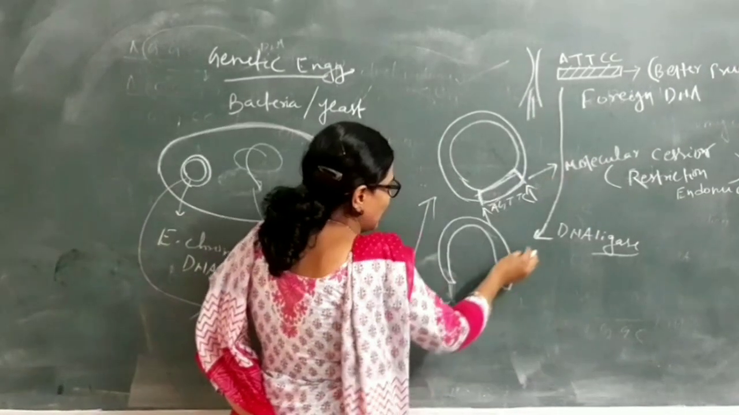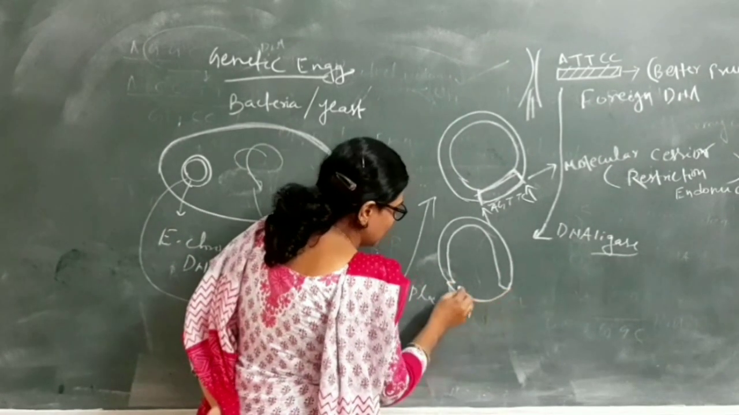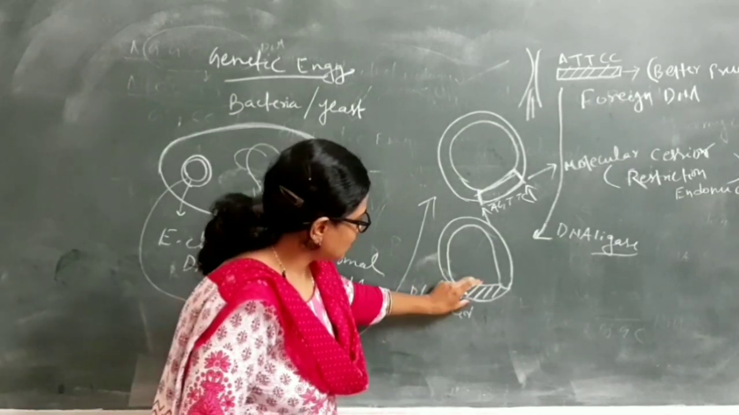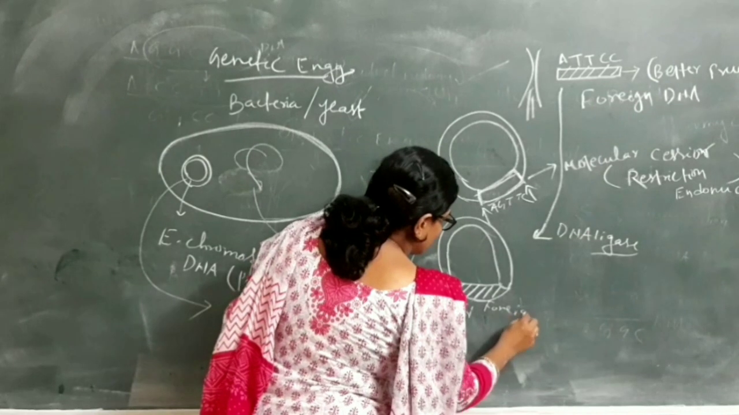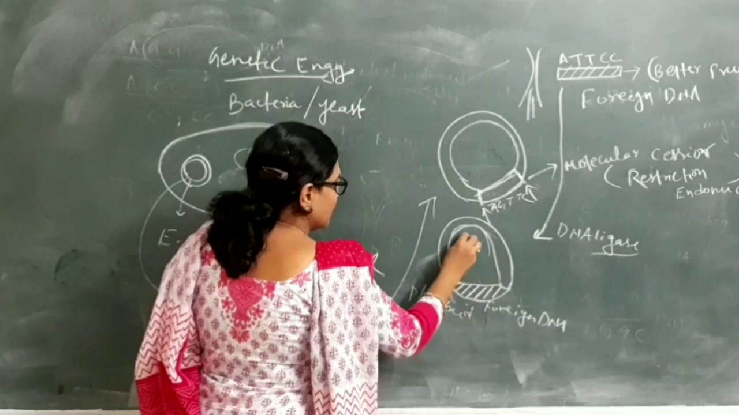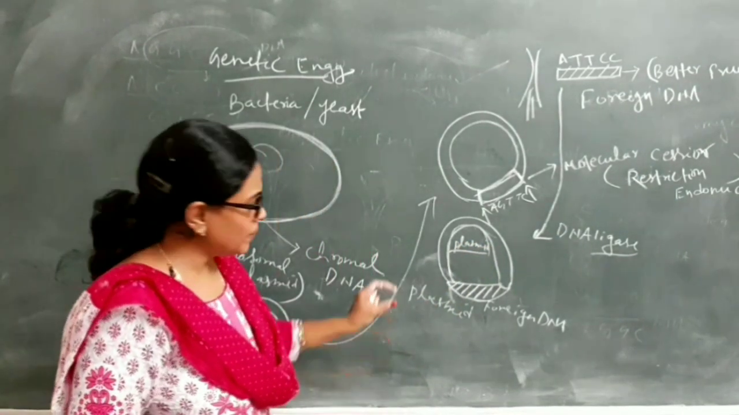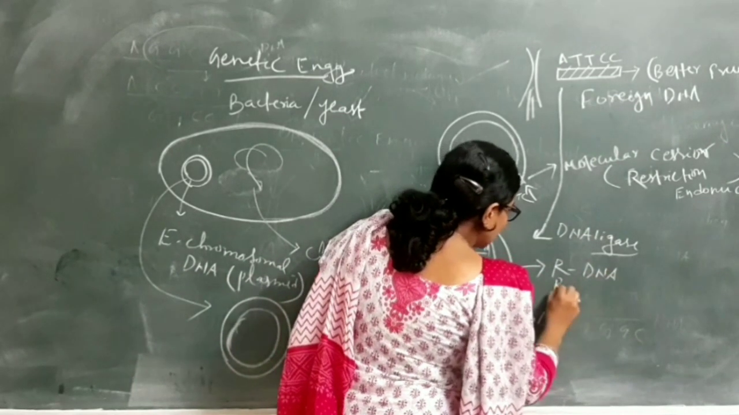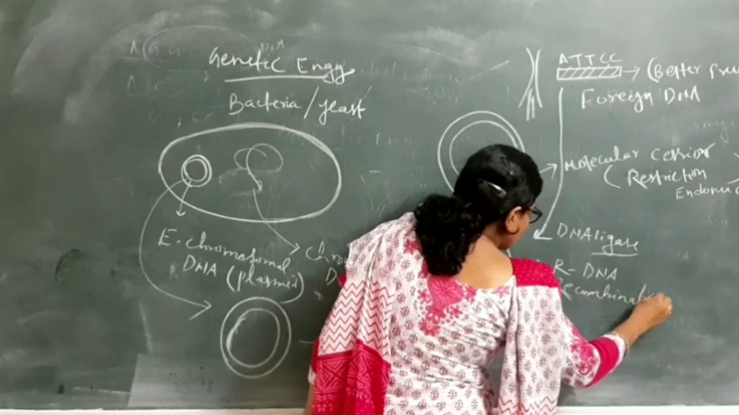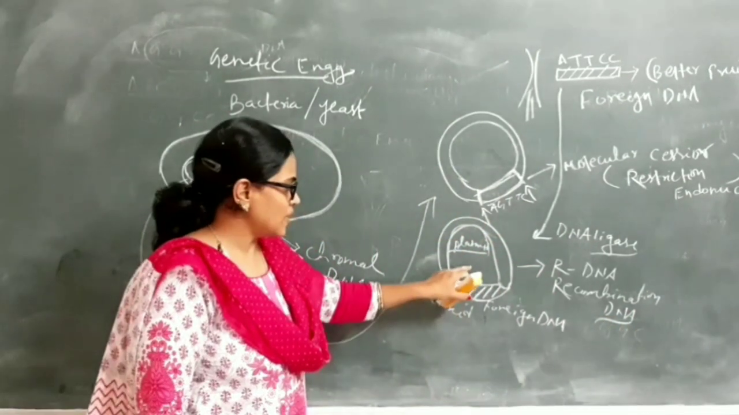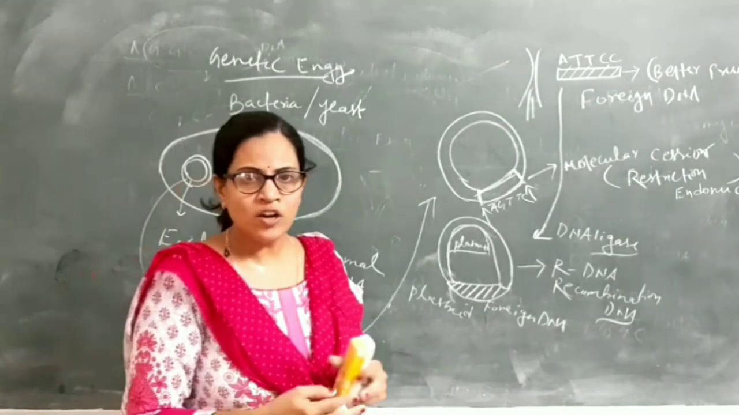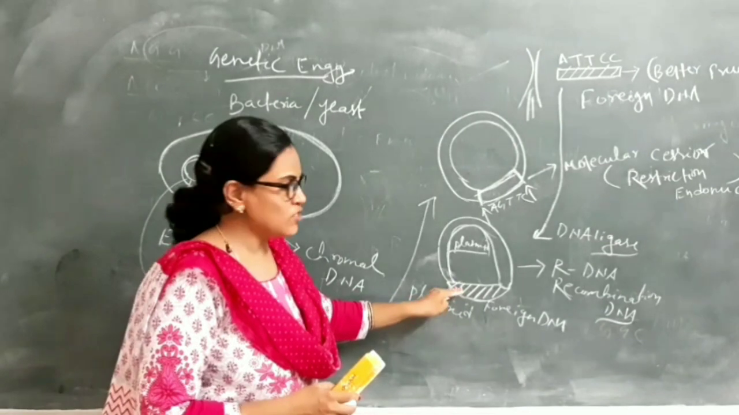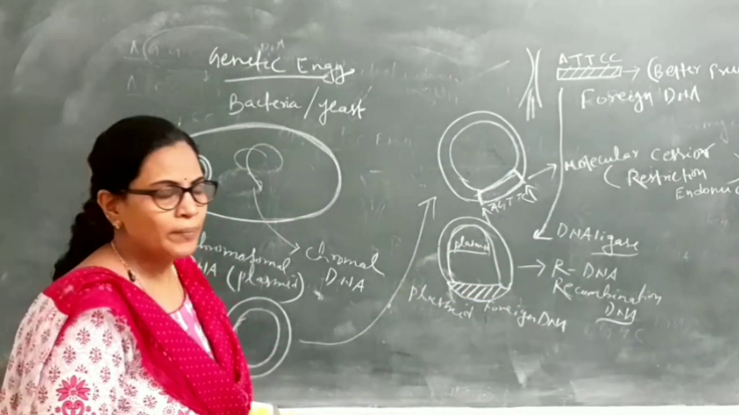This foreign DNA we take and add with this particular plasmid DNA. So after that, this portion is the foreign DNA and this is the main plasmid DNA. When we combine this plasmid DNA with this foreign DNA, this structure is known as rDNA or recombinant DNA. What do you mean by recombination? Recombination means reunion or joining of two substances. One is plasmid DNA, another is the foreign DNA. When these two DNA are joined with each other, this structure is known as rDNA or recombinant DNA.